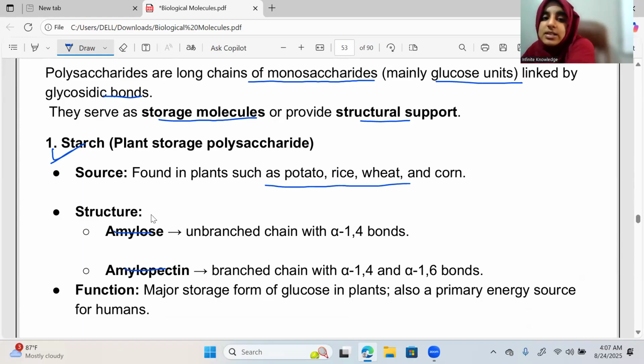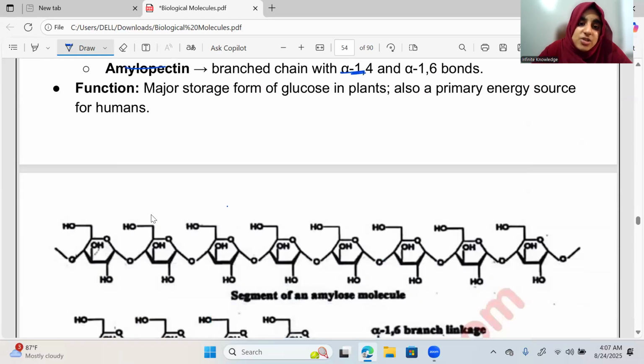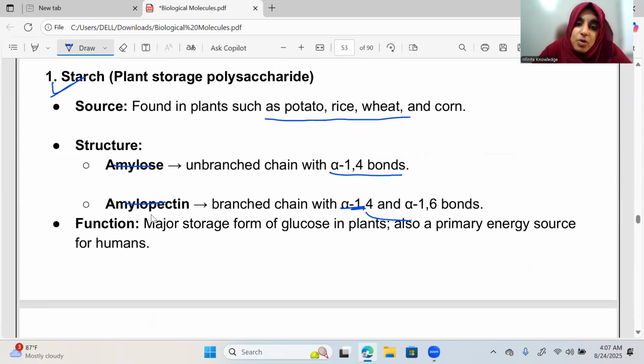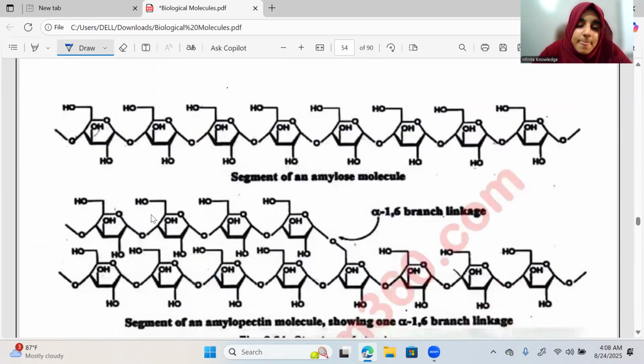The first one is amylose, and the second one is what? We have got amylopectin. Amylose is unbranched, it has alpha 1 comma 4 bonds, whereas amylopectin is branched. They are going to ask you the structure, and it also has two kinds of bonds, which are 1 comma 4 and 1 comma 6 bonds. It is a major form of glucose in plants, and it acts as a primary energy source for humans, right?